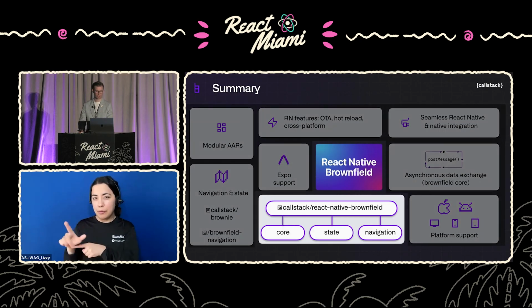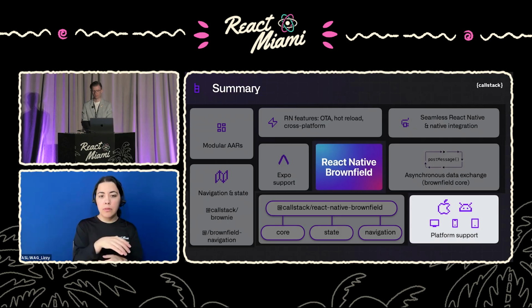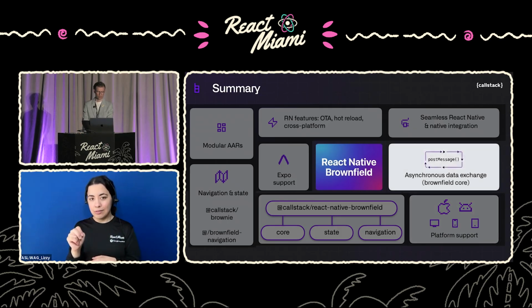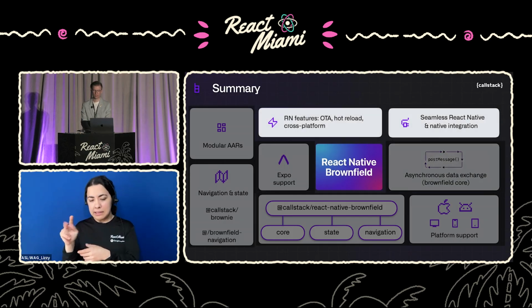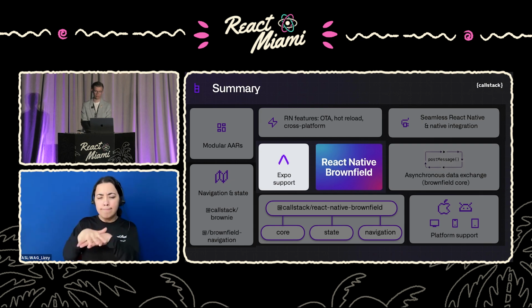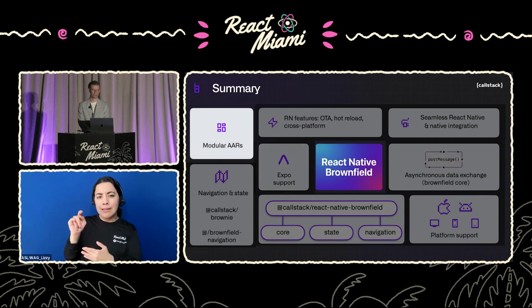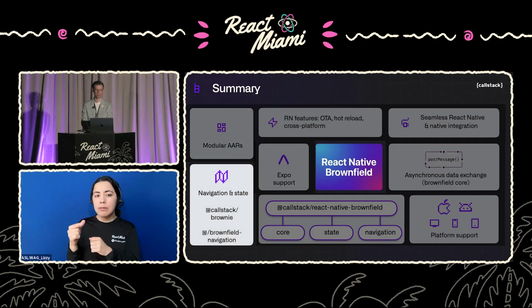So in summary, we have 3 packages: the core, the state, and navigation. Platform support is, as I said, Android, iOS, plus TVs. We have asynchronous data exchange inside the core, seamless integration to get all the React Native features, and modular AARs for Android. We support Expo with an Expo config plugin. And finally, we have 2 modular packages for navigation and state.